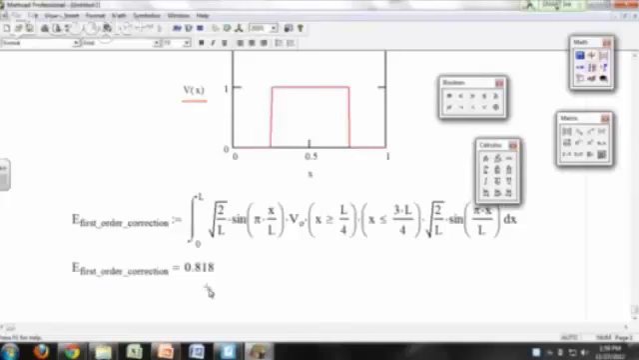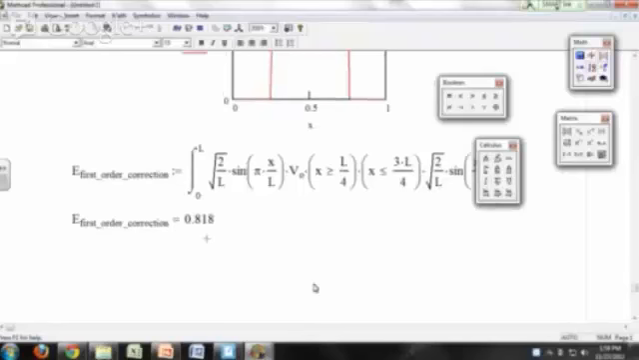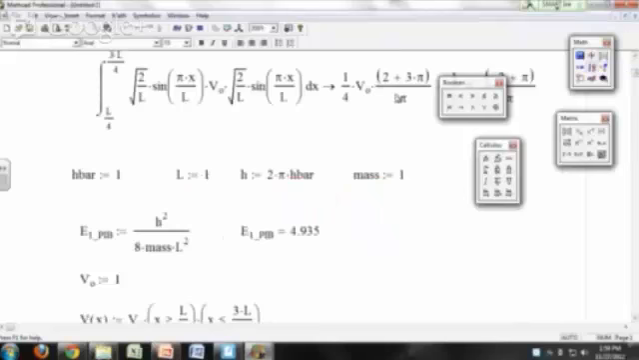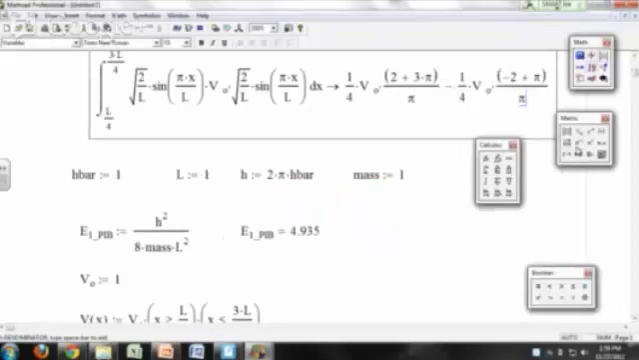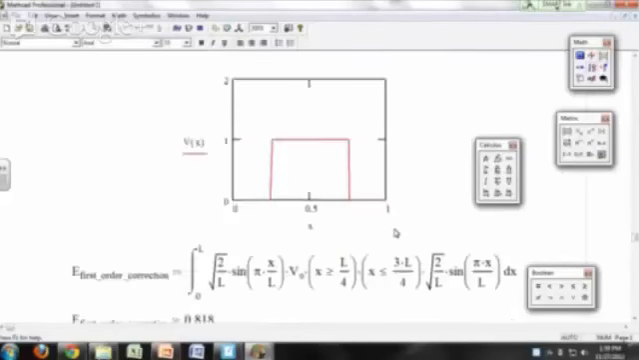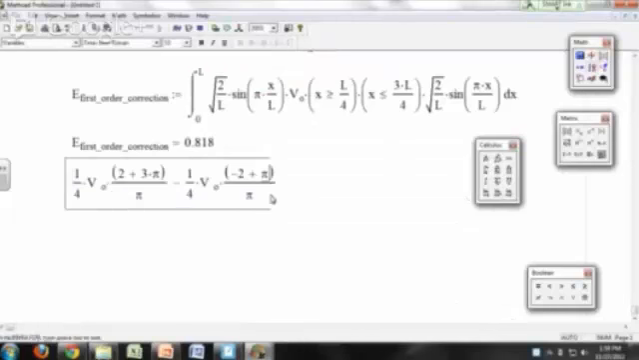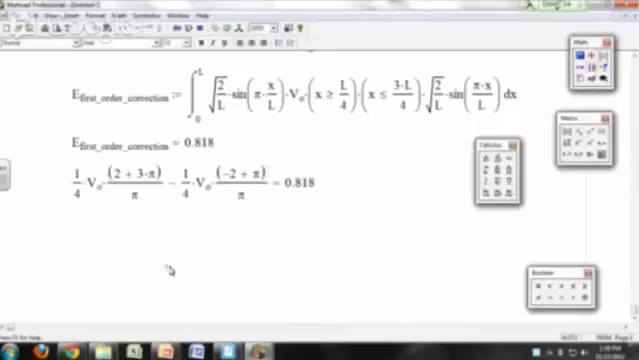So that's your first order correction. Let's verify that that is in fact what we get if we just use the formula we derived earlier. Here's the formula we derived earlier. Copy that whole expression and put it down here for comparison. That's the formula for the first order correction. I'm going to say equals, and you can see you get the same answer.